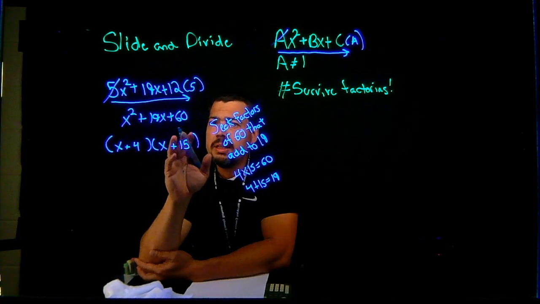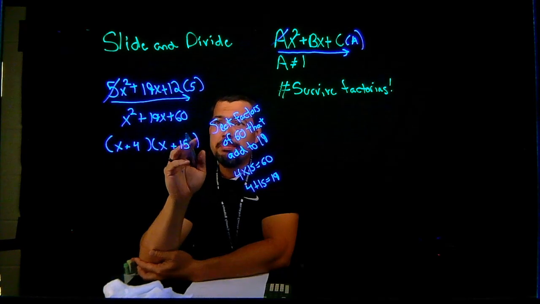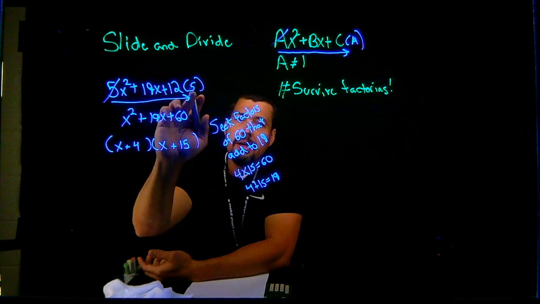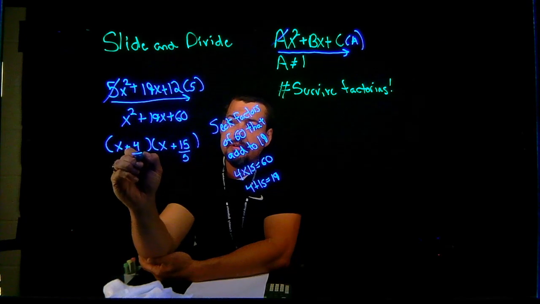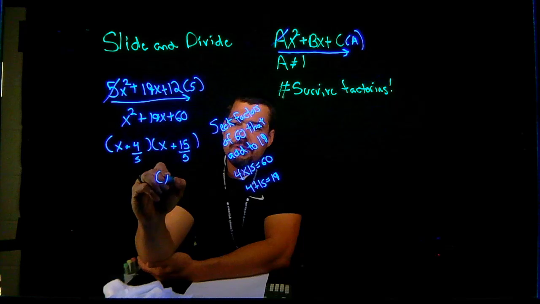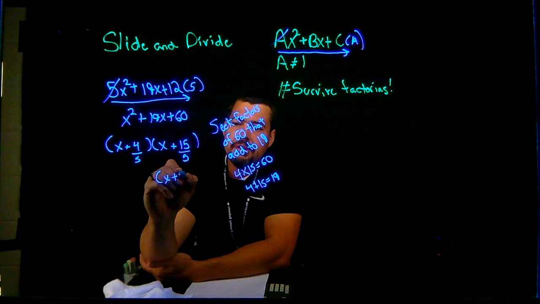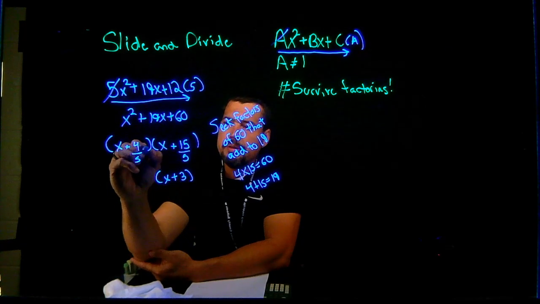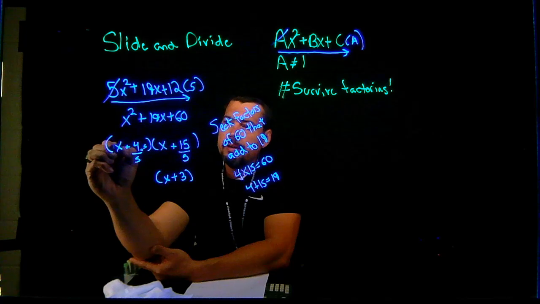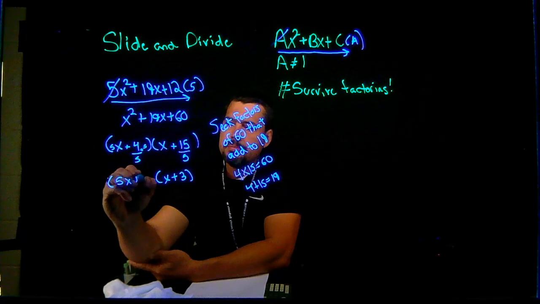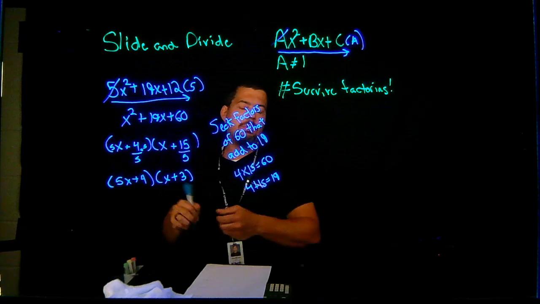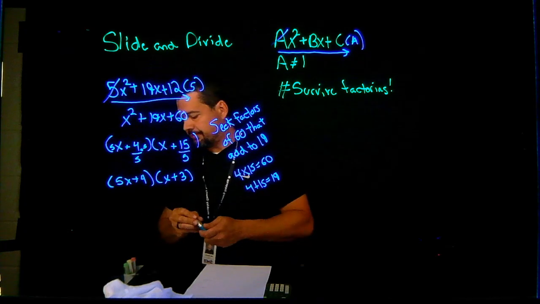Now, that was the slide part. Here comes the divide part. Since I multiplied that constant by 5, I have to divide these constants by 5. And this one's easy. One of these is usually easy. This is x plus 3, because 15 over 5 is 3. This one, what we do is we multiply this piece by 5, and we multiply that piece by 5, just to make it look prettier. 5x plus 4. Now, the real question is, is this correct?